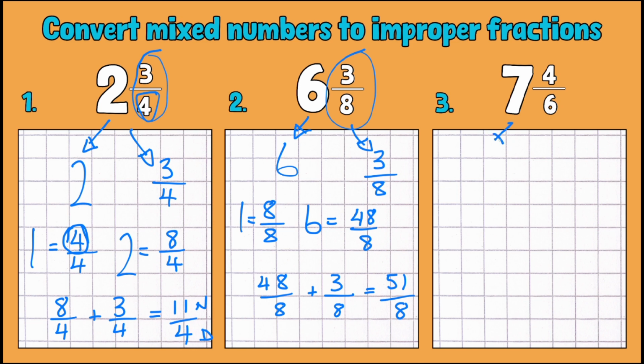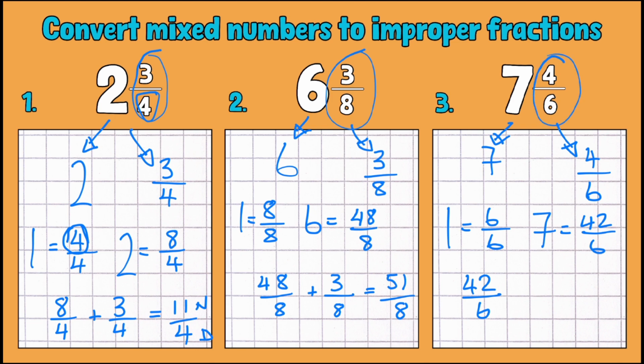So I've got my mixed number, so I've got my 7 whole 1s, and I've got my 4 6ths. There we are. So 1 whole 1 in 6ths equals 6 6ths. So 7 whole 1s in 6ths equals 42 6ths, because 6 7s are 42. Okay, so I've got my 42 6ths. And I can't forget that I've got my fraction to add on to that. So 4 6ths. So I then have 42 add 4, so 46 sixths.